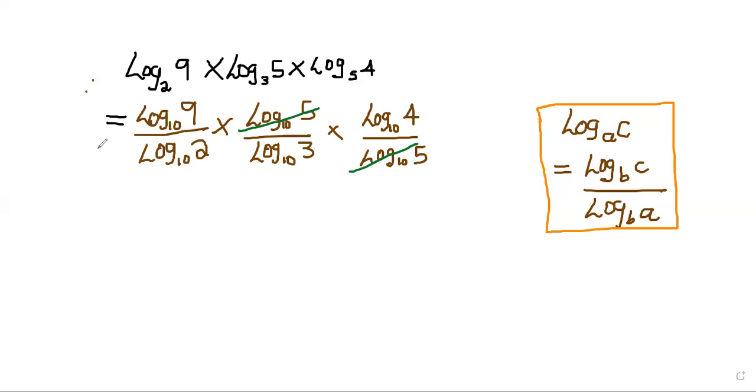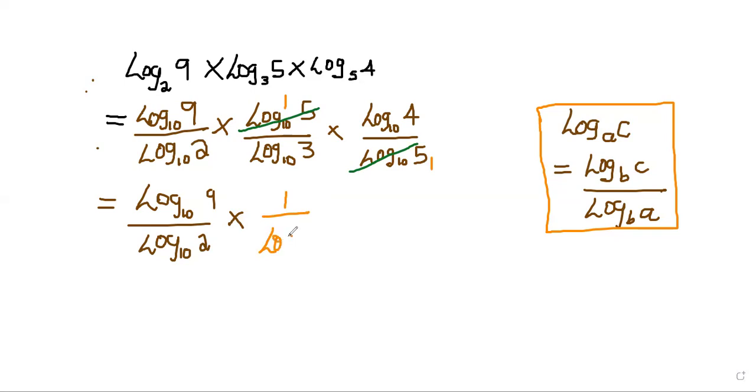After the two cancel out, we're going to have the log 10 base 9 divided by the log 10 base 2, multiplied by, remember that as you cancelled them, log 10 base 5 goes once, so here you'll be left with 1 over log 10 base 3, multiplied by log 10 base 4 all over 1.